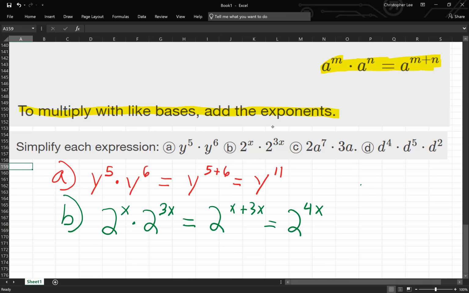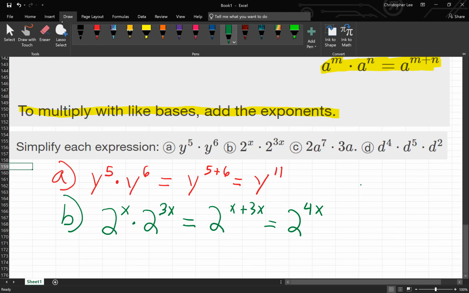Questions on that, or do we all see that? Good. Exactly. It's 1 plus 3, 4.